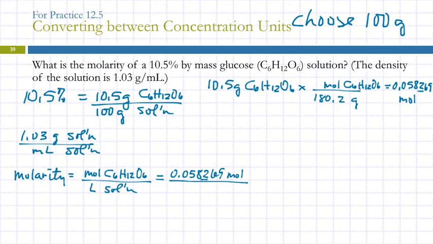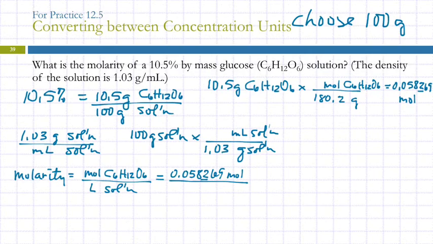Now I need to know the volume in liters of my solution. I picked 100 grams of solution. How do I get the volume? Use the density. So I have grams of solution on the bottom and milliliters of solution on top. And it was 1.03 grams per 1 milliliter. That's the density. Grams of solution cancel out. And then I need this in liters. So milliliters on the bottom, liters on top.